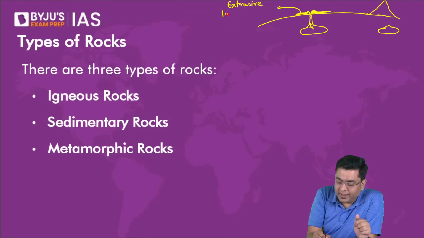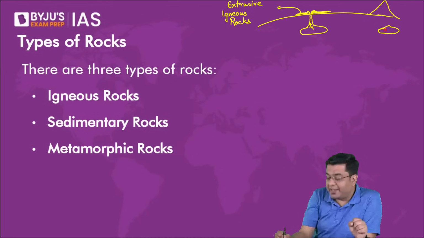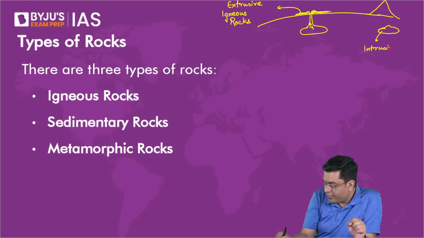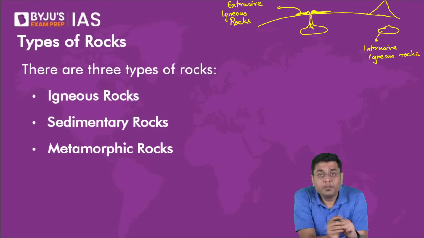Extrusive igneous rocks. And when they solidify in the interior itself, they are referred to as intrusive igneous rocks. Intrusive means on the inside. So, whenever molten materials solidify, they will form igneous rocks.